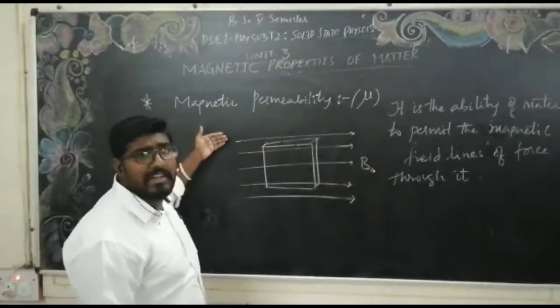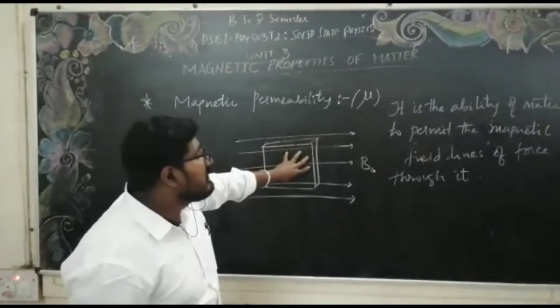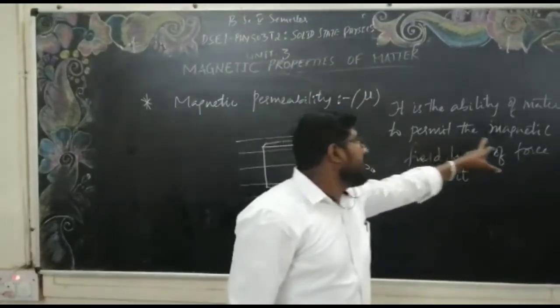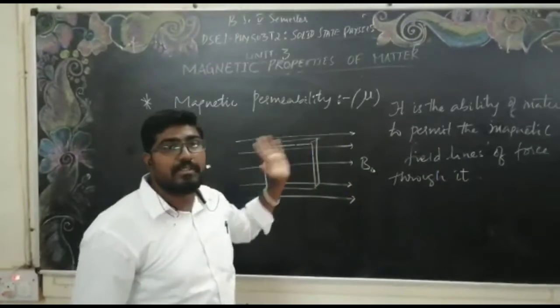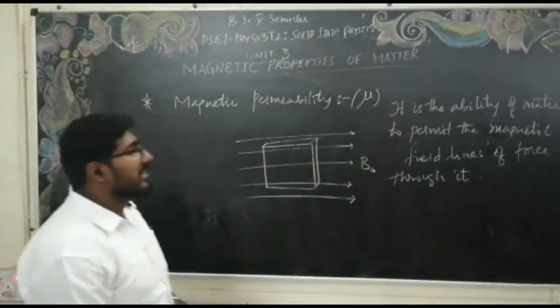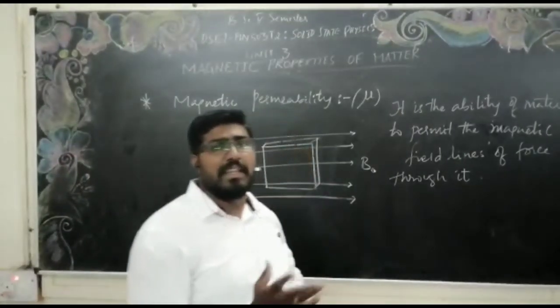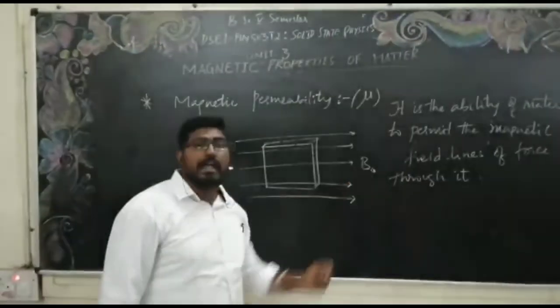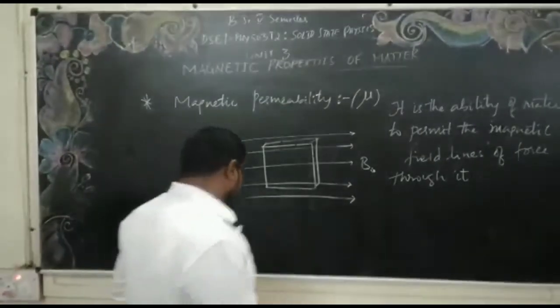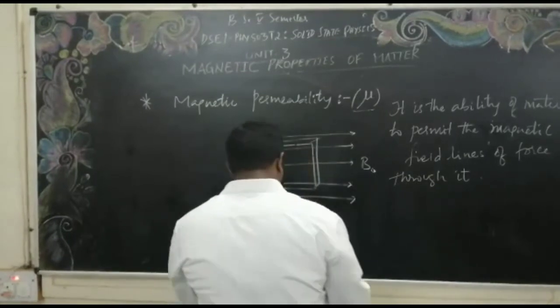Some of the magnetic field lines can avoid this. Therefore, it tells us how much it can permit the magnetic field lines of force through it. That is the permeability, the permission of the magnetic field lines to enter our material which we have placed under the external magnetic field. It is represented by the symbol mu.